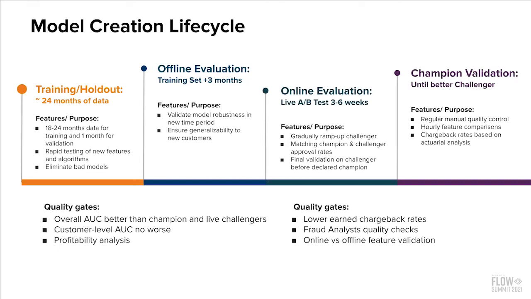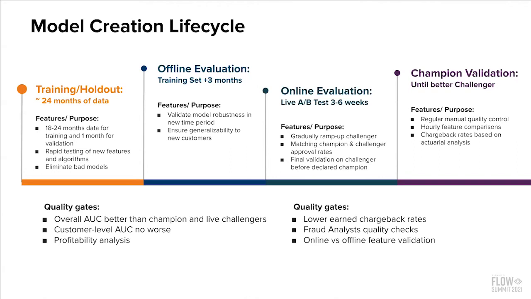It's out of time validation that we do, and we pick the model that maximizes the area under the curve and every other metric that we have. So that's sort of a quality gate for our offline evaluation. When it comes to online evaluation, we run these models in parallel. We call it the champion challenger setup, where the champion is the current model and the challenger needs to perform statistically significantly better than the champion for us to make the challenger the new champion.